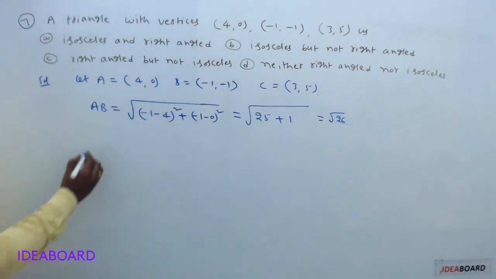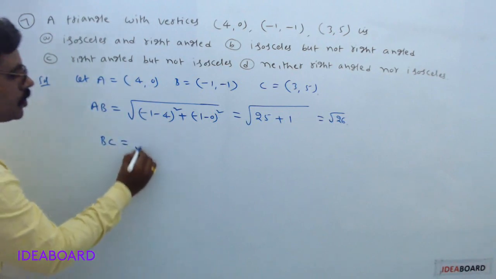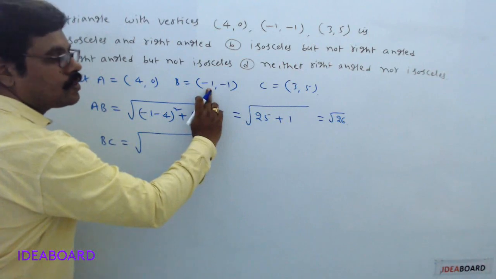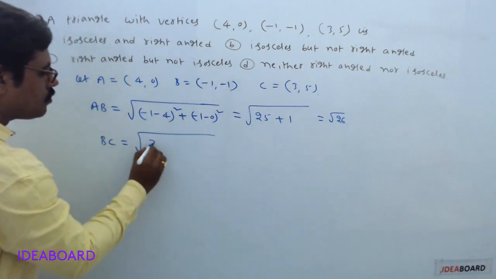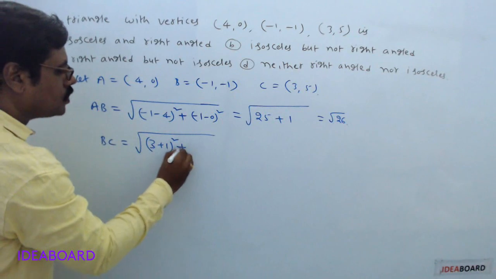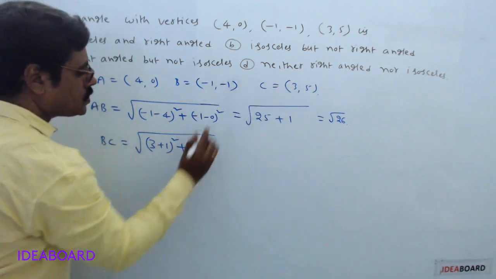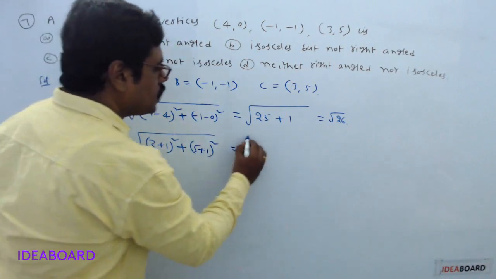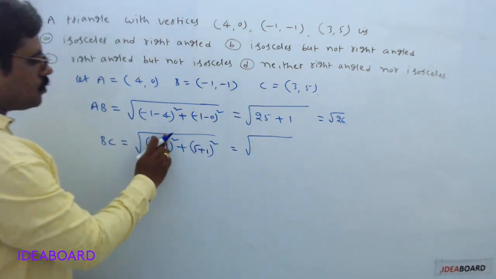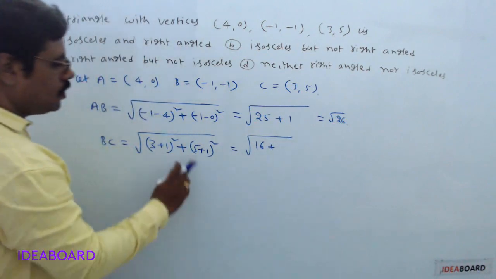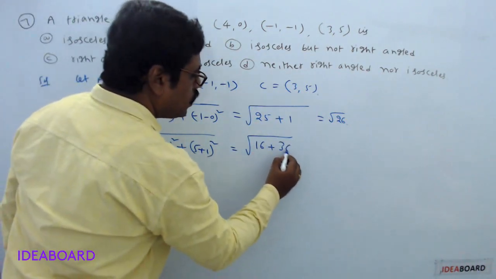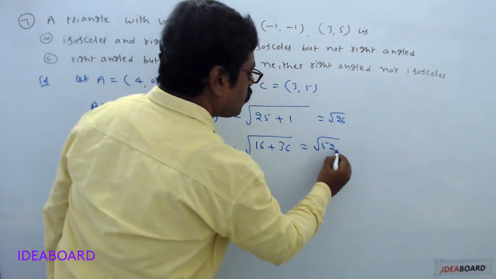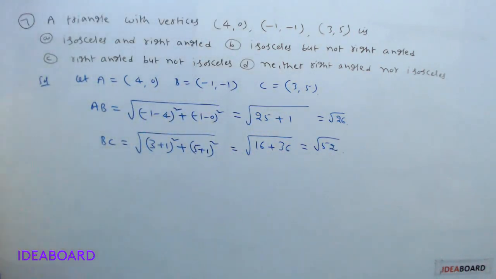26. Then calculate BC. BC equals square root of (x2 minus x1) whole square, that is (3 minus (-1)), (3 plus 1) whole square, plus (5 minus (-1)), (5 plus 1) whole square. Now this is square root of 4 square 16, 5 plus 1 is 6, 6 square 36. So 16 plus 36, it is root 52.